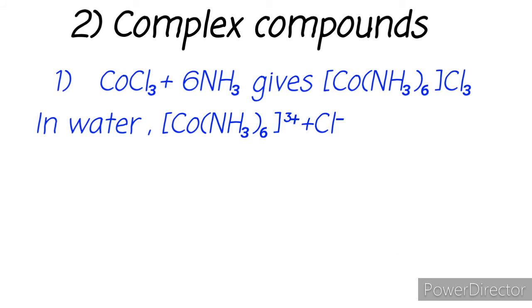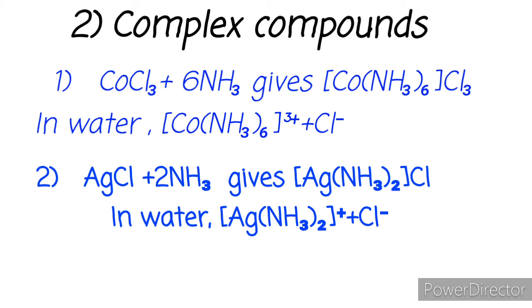Now let's see the example for complex compound. This complex compound is formed by the addition of cobalt chloride and ammonia in 1:6 ratio. And in aqueous solution, this complex will not dissociate into cobalt ion, ammonia and Cl-. It remains a complete complex and partially dissociates into chloride ion. That's why it shows the same property as in solid state.